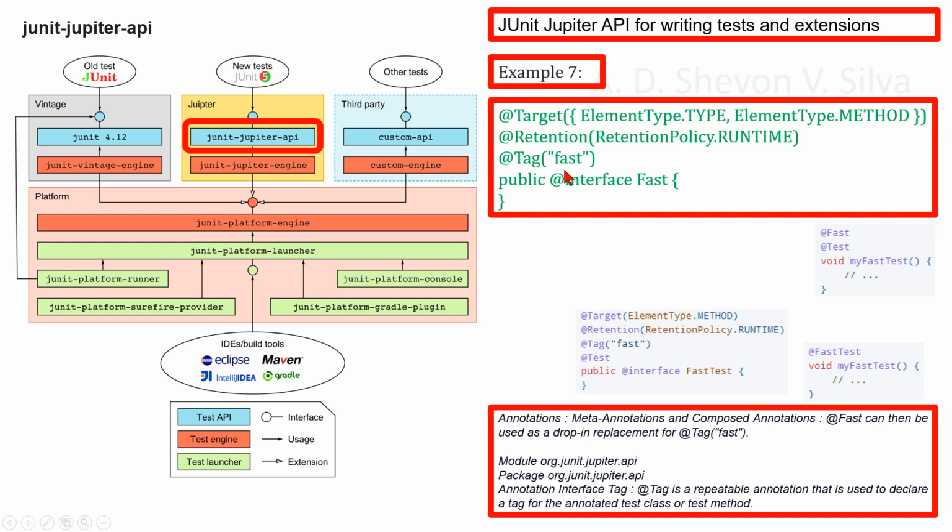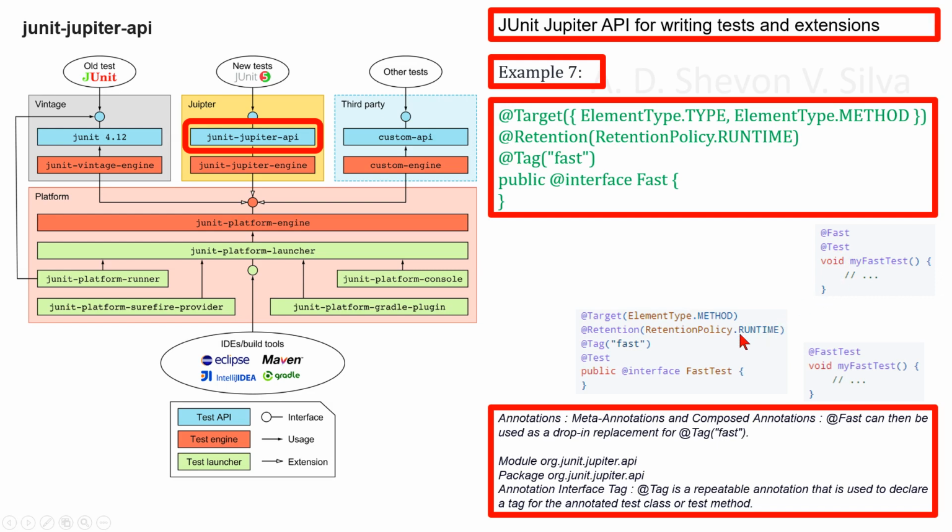For example, instead of copying and pasting at tag fast throughout your code base, you can create a custom composed annotation named at fast as follows. So at fast can then be used as a drop-in replacement for at tag fast. The following test method demonstrates the usage of the at fast annotation.